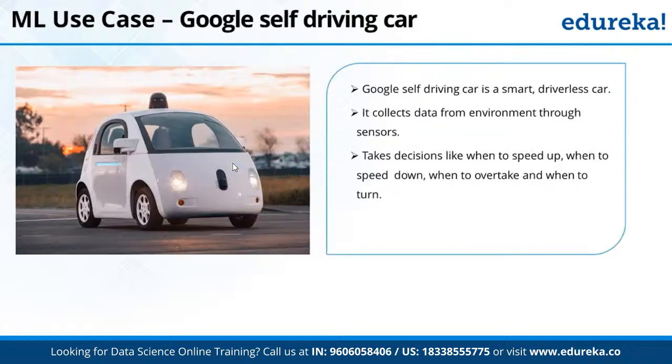Machine learning use cases. Google self-driving car. Google self-driving car is a smart driverless car. It collects data from the environment through sensors, takes decisions like when to speed up, when to slow down, when to overtake, and when to turn right. So basically, what this car actually does is it captures images. Suppose the car is driving, it captures the images in front of that car, then it reads the image. Obviously a machine cannot read an image directly. We have to convert it to numbers.